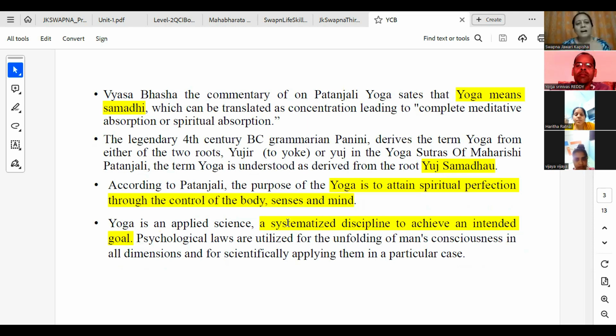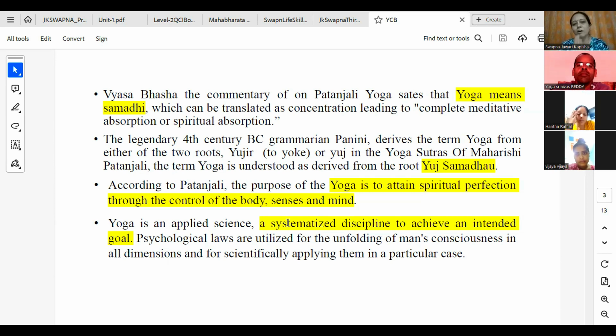If we go through other definitions, there is a commentary on the Patanjali Yoga Sutras given by Vyasa Maharshi. He says that yoga means samadhi, complete or spiritual absorption. Samadhi concerns the dvandvas present in our body. Dvandvas means that for everything there are two sides, good and bad, for example sun and moon, happiness and sadness. For each and everything there are opposite dimensions. When a person reaches a state where he treats everything equally, that is known as samadhi. That is spiritual absorption, where the object completely merges with the subject.